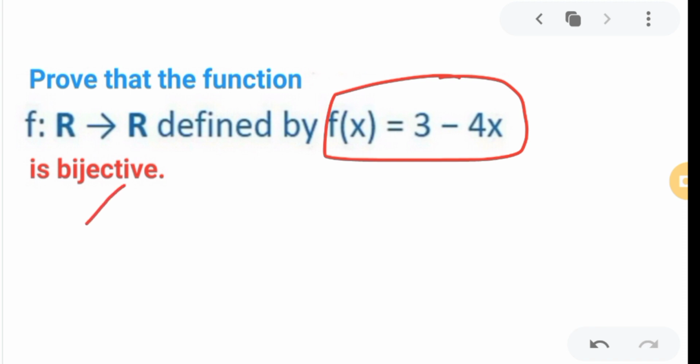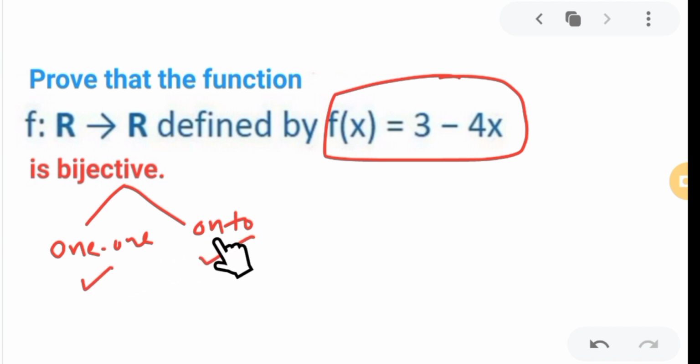So what is the meaning of bijective? Bijective means it will be 1-1 as well as onto. So if these two are true, that function is 1-1 as well as onto. So this will be a bijective function.